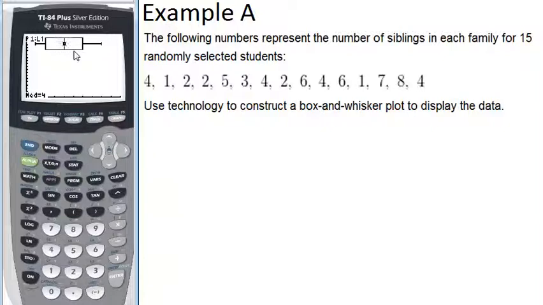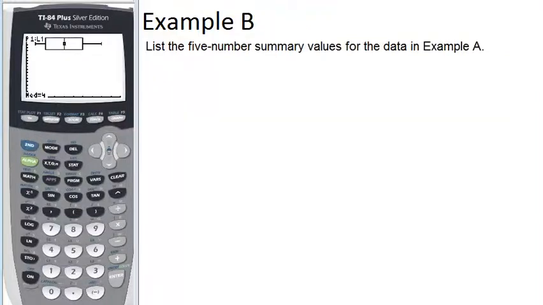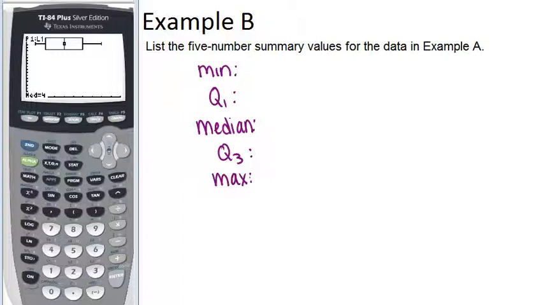Now let's go to example B. Example B says, list the 5 number summary values for the data in example A. So the 5 number summary is minimum, Q1, which is the median of the first half, median, Q3, which is the median of the second half, and maximum. And the calculator will tell us all of those pretty easily. What we need to do is, see right now the median is highlighted. That's that middle part, it's blinking. That's 4, so we can put that in.